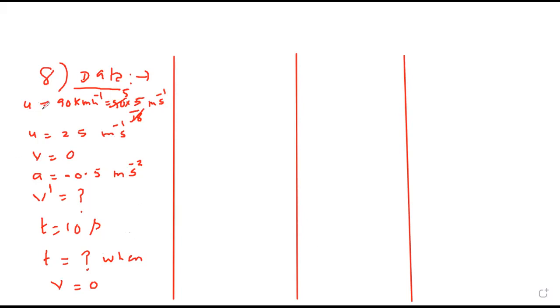A train is moving means u is 90 kilometer per hour multiplied by 5 upon 18, it becomes 25 meter per second. Brought to rest means final v is 0, with retardation meaning minus 0.5. They are asking what is velocity when time is 10 seconds. Right now I don't know whether 10 seconds is the final time when it is brought to rest, so I wrote v dash, time t is 10 seconds. What is time when velocity is 0, that means v equals 0 I have written. Now, data followed?